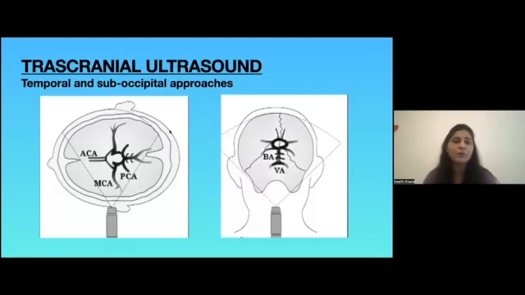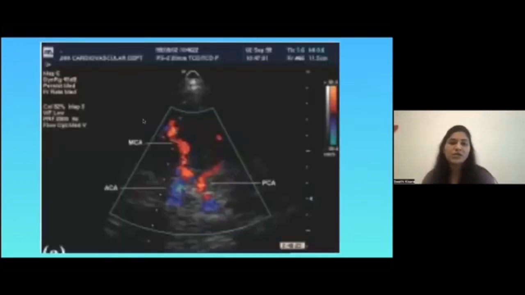So there are two approaches in transcranial ultrasound. That is the temporal approach, in which you can see the anterior, middle, and posterior cerebral arteries, and the suboccipital approach, in which you can see the vertebral and basilar arteries. So this is how a transcranial Doppler ultrasound image looks like, in which we can see the anterior, middle, and posterior cerebral arteries.